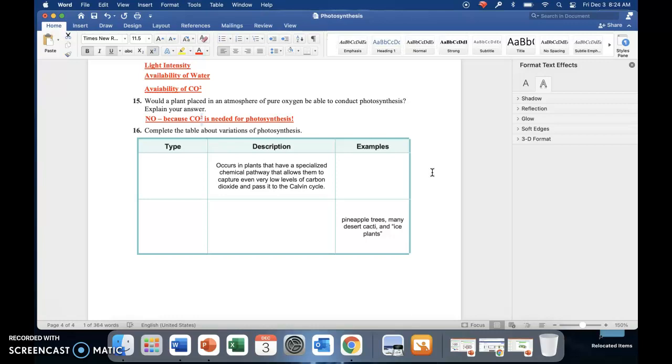And then I did not talk about this, but I did ask you guys to read over this. So very quickly, we're going to go through here. And the first one you guys should have read was called C4 photosynthesis. And this occurs in plants that have specialized chemical things. Examples of these are corn, sugarcane. It would be another example of that.